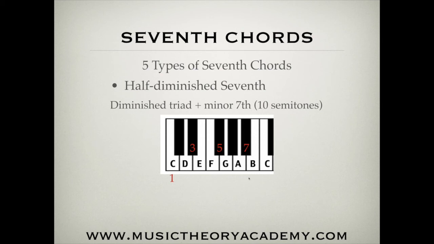You've got this sort of discordant feel for that one. So you've got C, E flat, G flat, B flat. You'll often see it written like that: C with a little circle with a line through it and then a 7. And as I said, it's quite scary. You've got that scary feel. So that's the half diminished seventh.